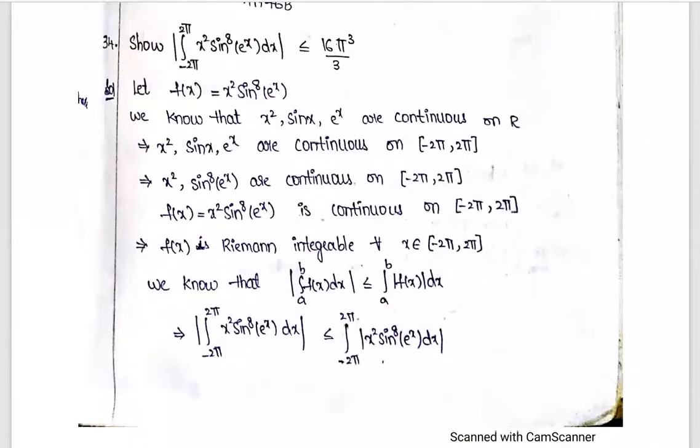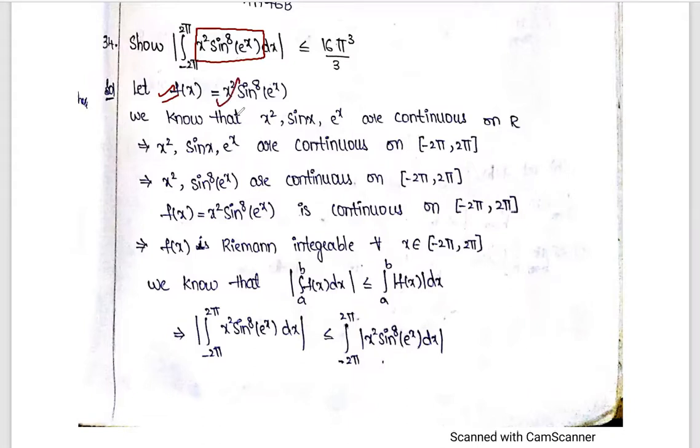Yeah, so in the question they gave this one: the integral from minus 2 pi to 2 pi of x squared sine to the power 8 of x times e to the power x dx, which is less than or equal to this one. So what do we have to find? Take f(x). What is f(x)? This thing: x squared sin^8(x) e^x.